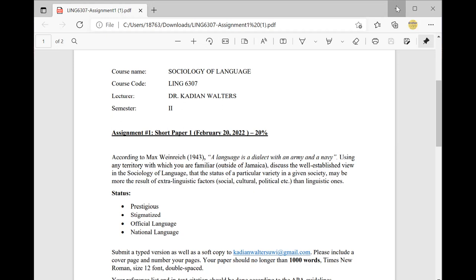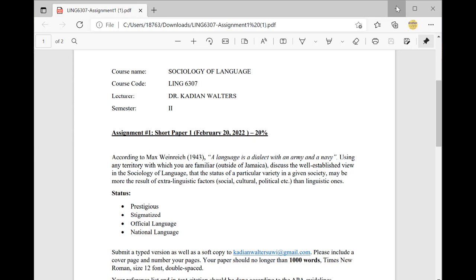With prestige and stigma, we're looking at the status that people would attach to the language. With official versus national status, that is what the government ascribes to the language. So the people can't get up and say X dialect is now an official language. That is what the government does. Prestige and stigma are based on what the people say about the language, how they feel about it, and what they do with it. Official versus national language status has to do with what the government does. And of course, you may see overlaps.